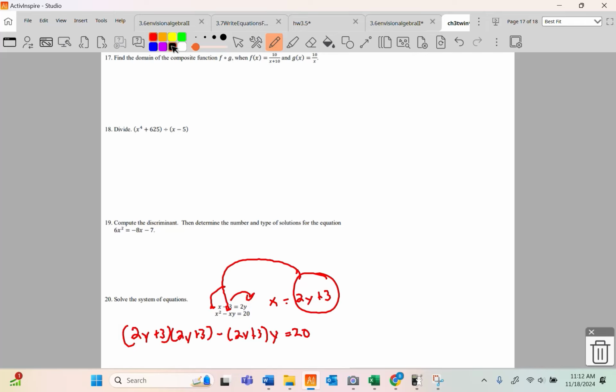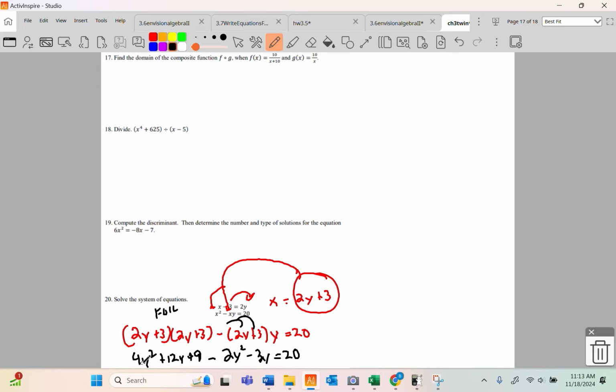All right, so 2y plus 3 times 2y plus 3 is 4y squared plus 12y plus 9. I just foiled, kids. You can foil. Pause if you need to. Minus 2y squared plus 3y. That's the distributive property. And it's not plus. Almost made a mistake. It's a minus. Minus 3y equal to 20.